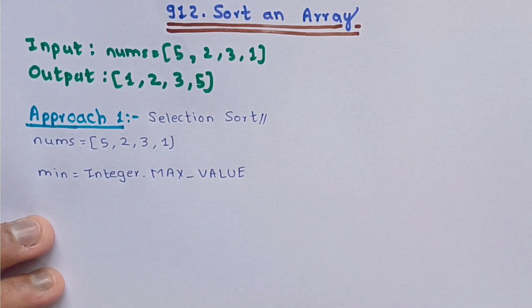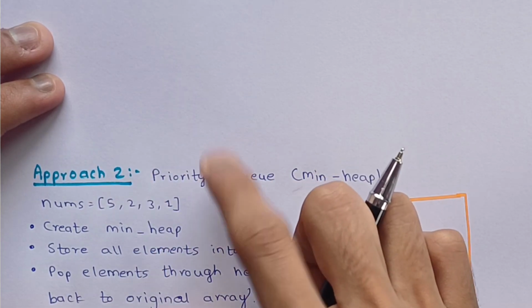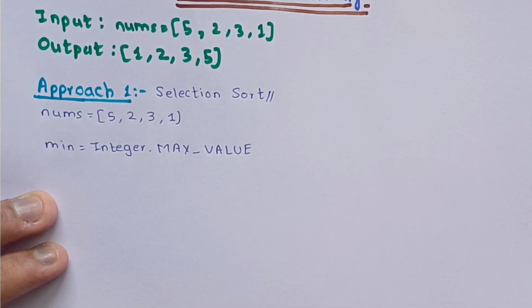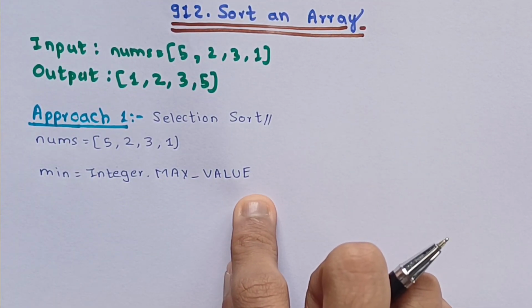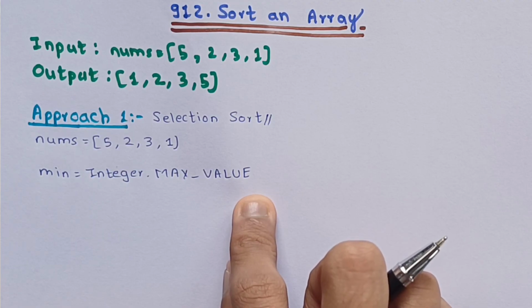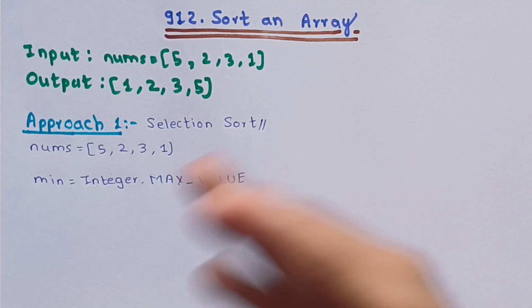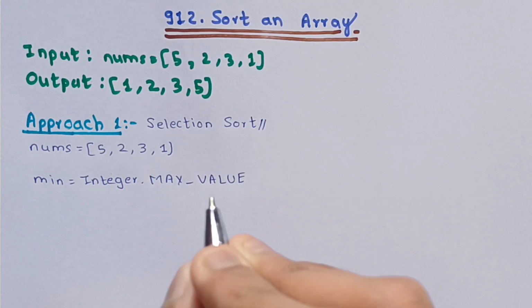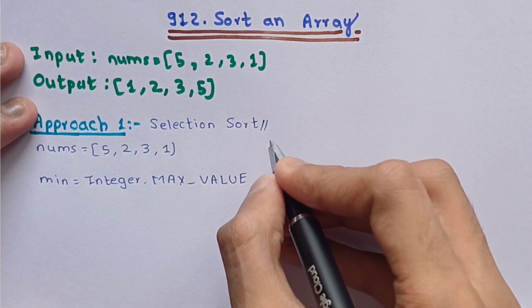The second approach is a priority queue, which is a min heap. By using this technique you can solve this problem and submit it on LeetCode, but it is essential to understand selection sort, and we are learning DSA concepts, not only solving problems and submitting on LeetCode. We have to learn selection sort in the sorting and searching phase of the DSA 100 Days of Code challenge.